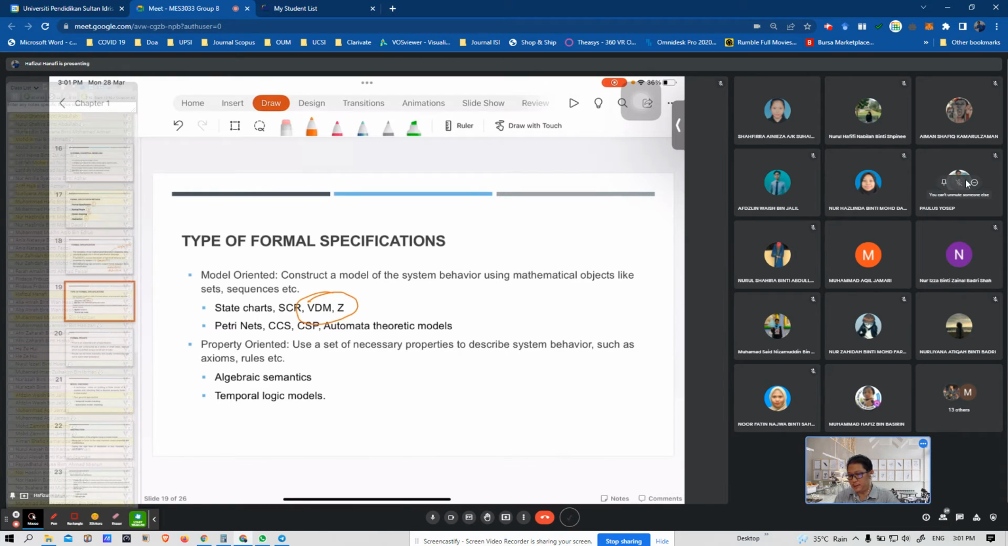Okay, this one is very basic in formal method. Later we will see what an axiom is. Okay, an axiom is basically a statement or proposition. This one I think you have learned in discrete mathematics.